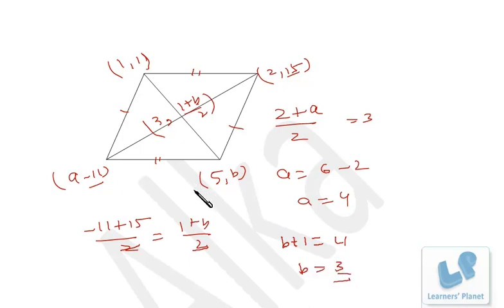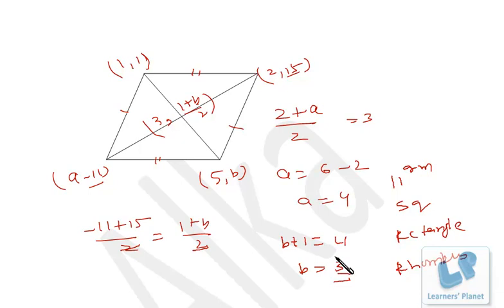Right? So which property have we used? The diagonals of a parallelogram bisect each other. That means the midpoint of this diagonal will be the same as the midpoint of this diagonal. So simply we can calculate. Now both the diagonals bisect each other in all the cases: parallelogram, square, rectangle and rhombus.